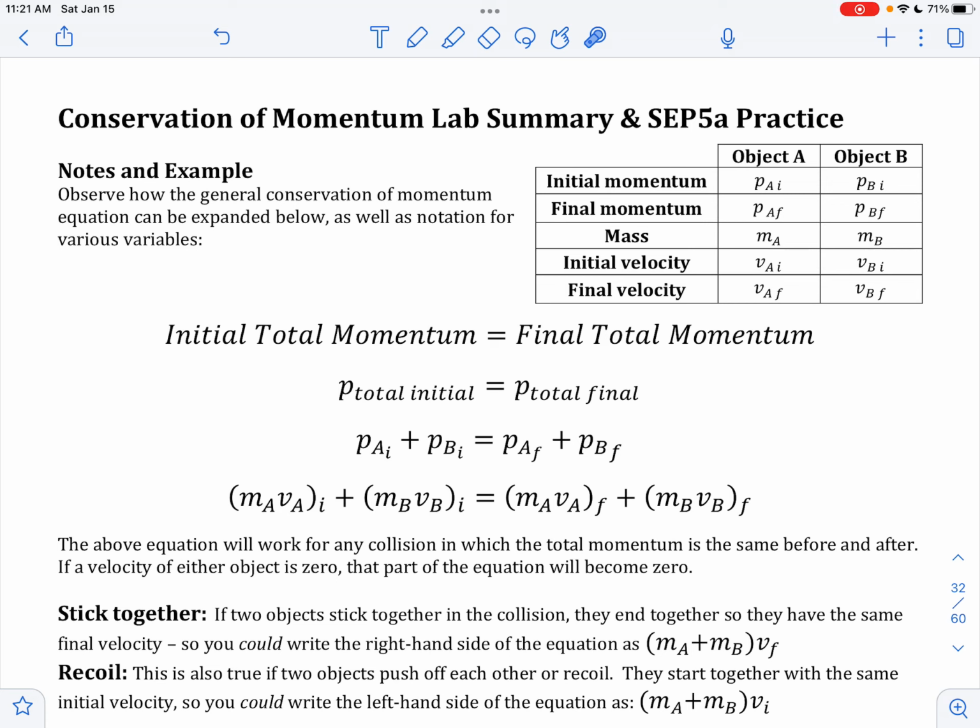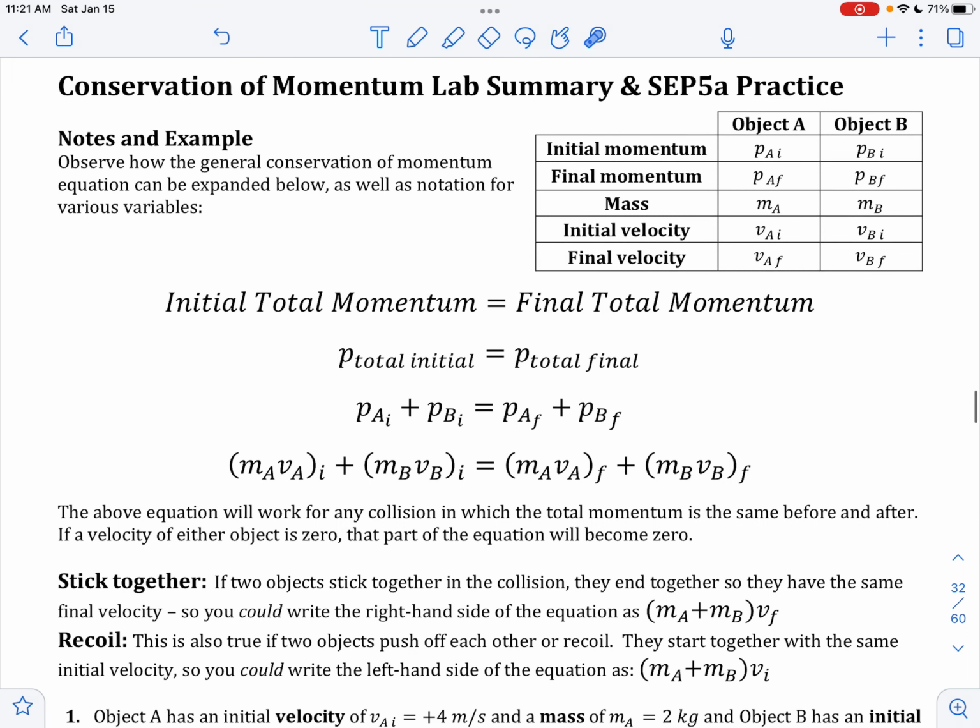We're going to need to be careful with these. We won't be using all of these in every problem, but just a warning, we may have 4 different velocities that we've got to keep track of. Okay, so the big idea here is in all these collisions, we see that the initial total momentum of everything added up is equal to the final total momentum of everything added up. And we can just write that in variable form.